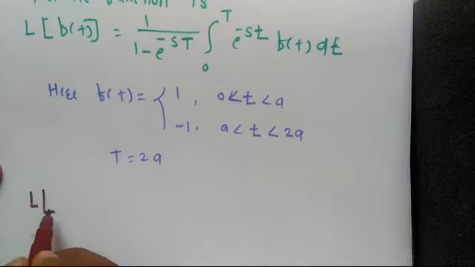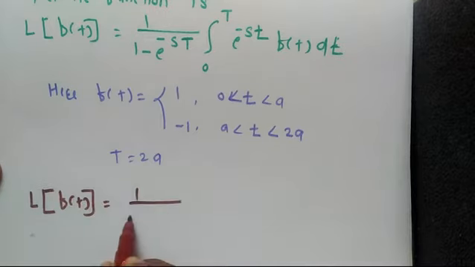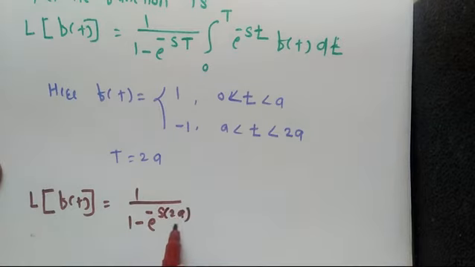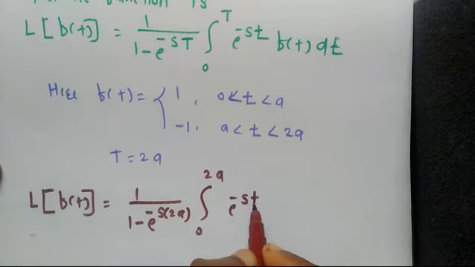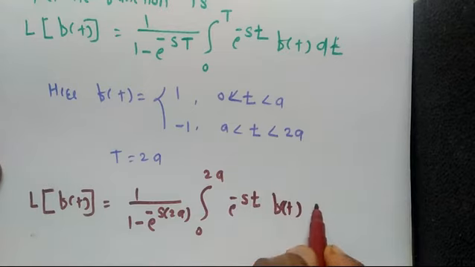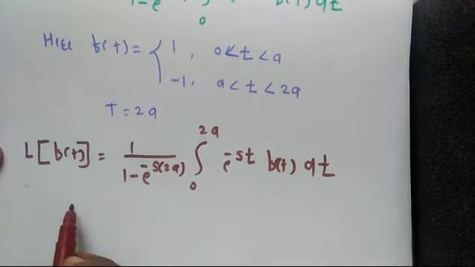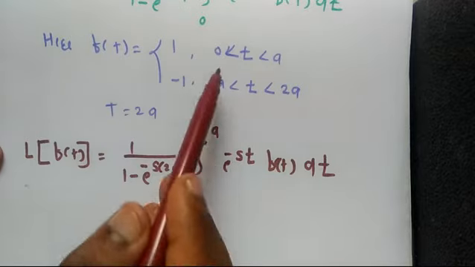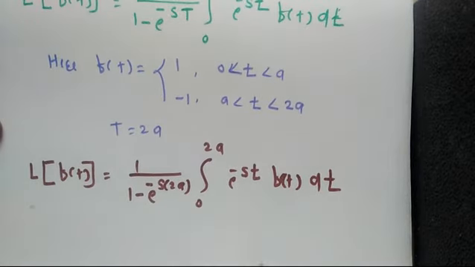Hence Laplace transform of f of t is 1 upon 1 minus e to the power minus, instead of the capital T write down 2a, integration 0 to 2a e to the power minus st f of t dt. See here, in between 0 to 2a, what is the range of this integration? So instead of that T, I am putting 2a.